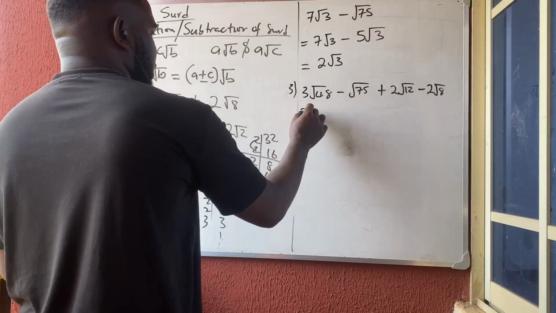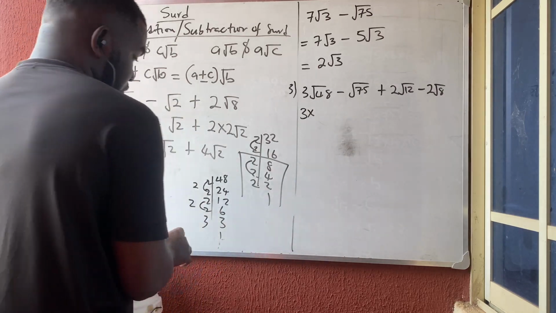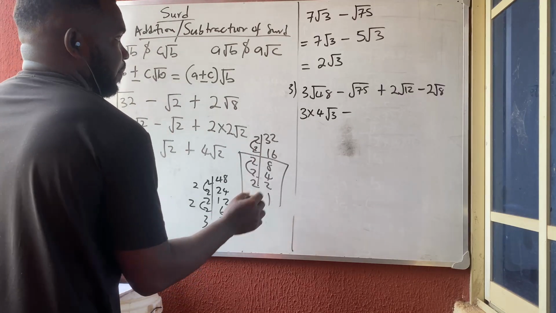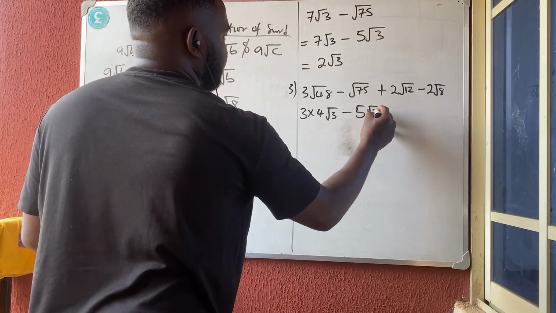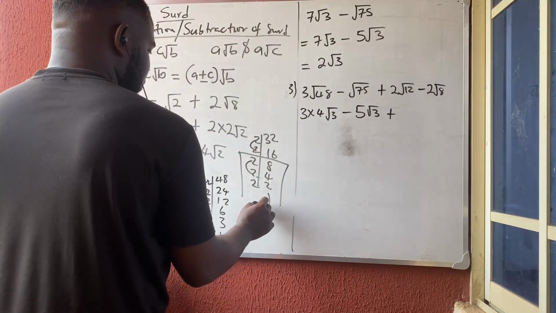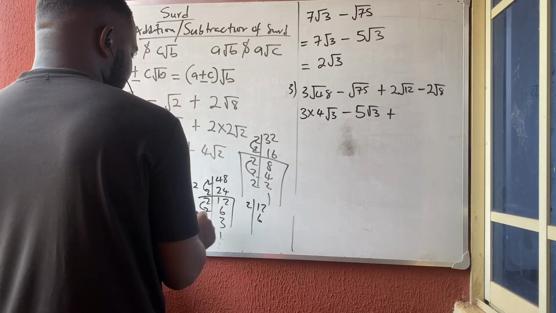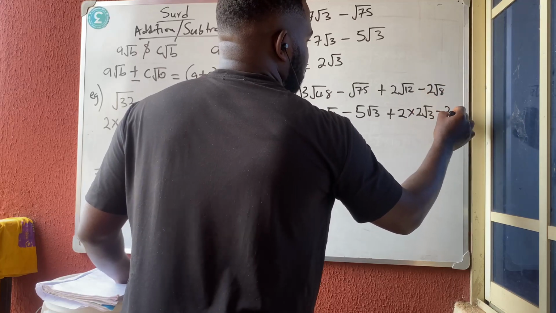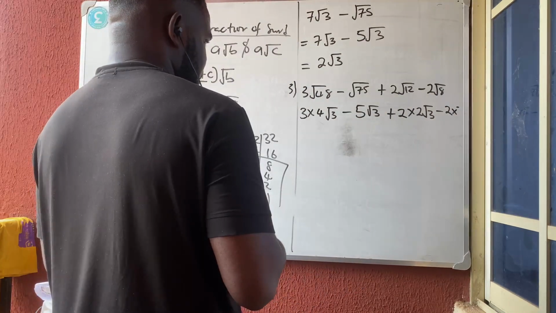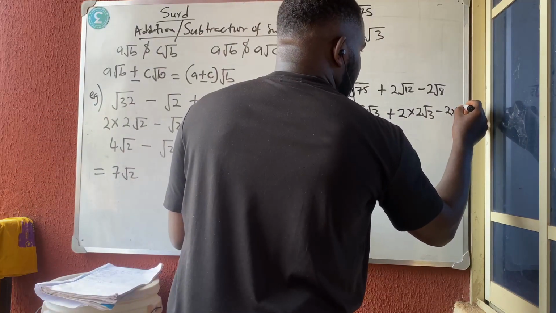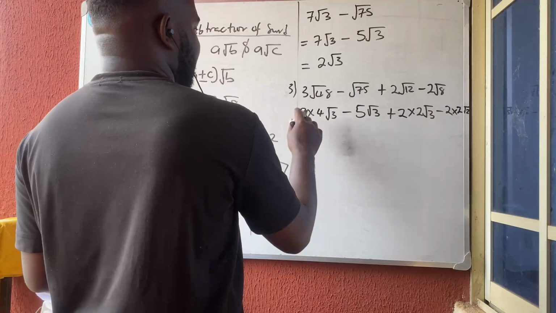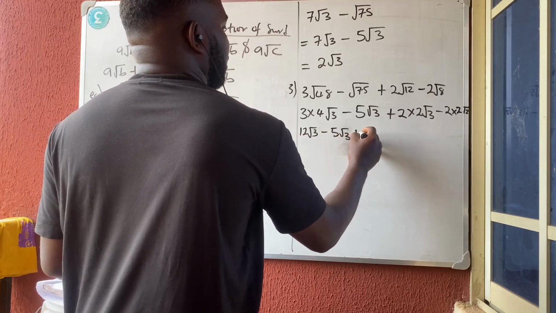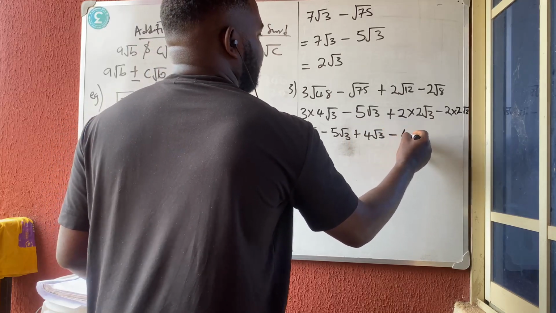This together, 3 is already here, times this is 2, and this is another 2. So 2 times 2, 4. So 4 will stay outside. I'm having root 3. Minus root 75, we got 75 as 5 root 3, plus 2 divide 12 is 6. Okay, 12 starts from here, that is 2 root 3. But 2 is already here times another 2 root 3, then minus this is 2 times another 2 root 2, another 2 root 2. So my answer becomes 12 root 3 minus 5 root 3, okay, plus 4 root 3 minus 4 root 2.